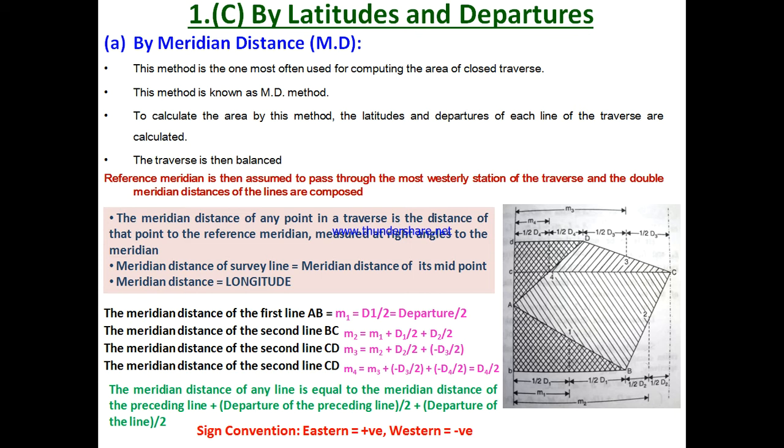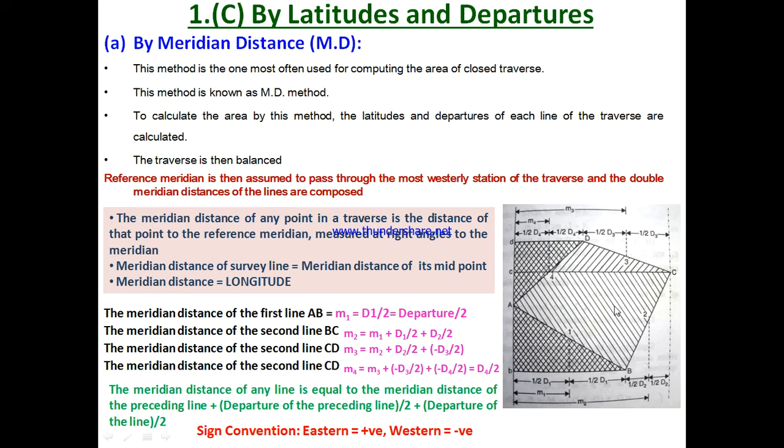After having this basic funda in mind, what is the next task? The next task is to determine the value of meridian for each traverse line. So first of all we should know what a meridian is. Meridian is nothing but the distance of any traverse point to the reference meridian, which is measured at right angle.